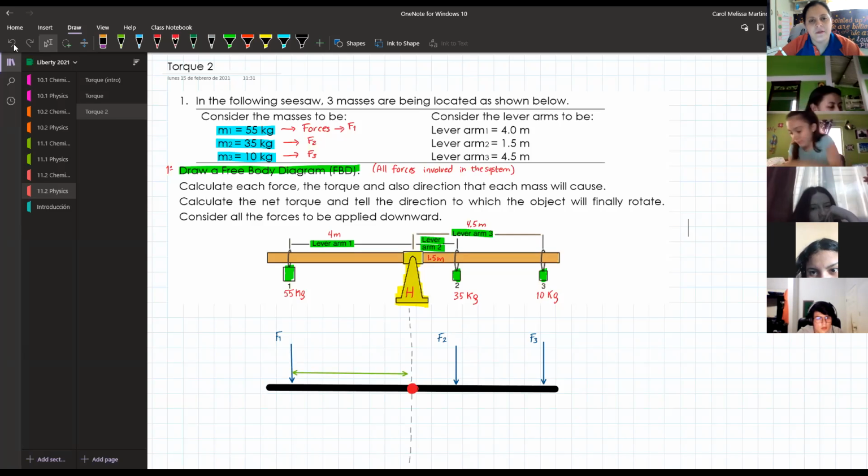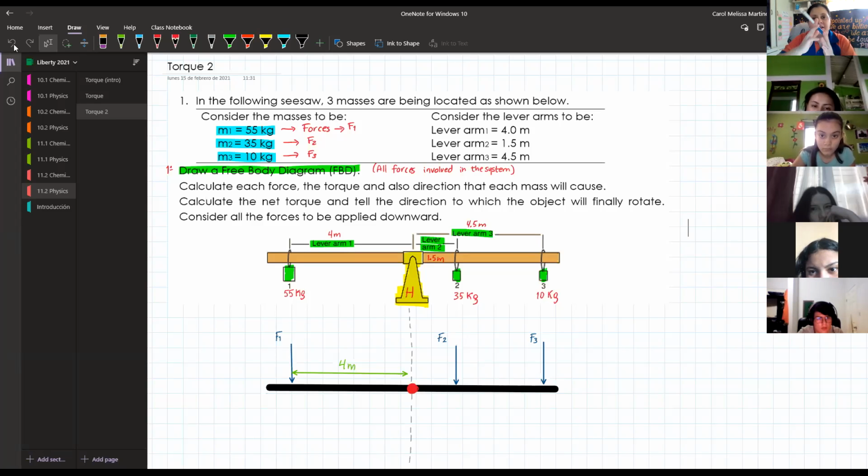My first lever arm, that measures how much? 4 meters. Okay. Remember, the definition of lever arm is a perpendicular distance from the axis of rotation to an extension of the force in the place that it is applied. So what is the axis of rotation? What is the point where rotation occurs or that allows rotation?